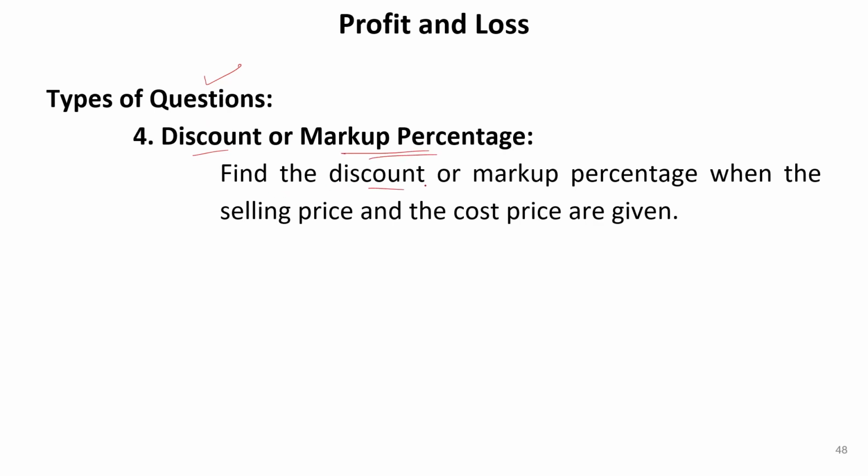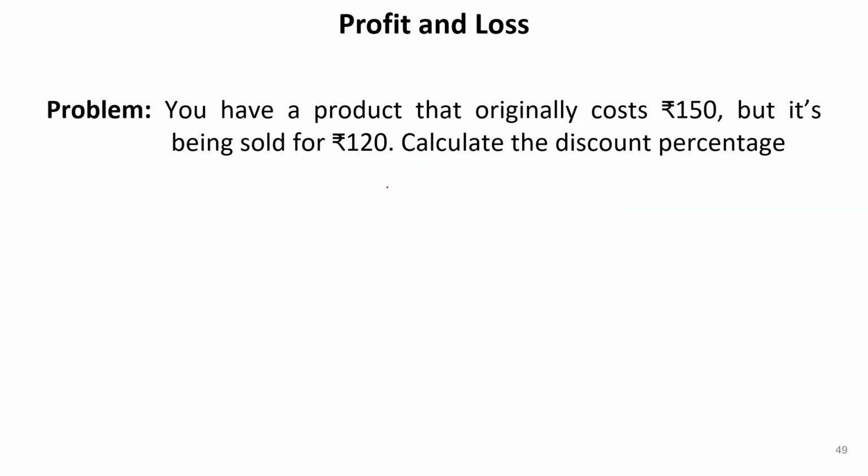Okay, so find the discount or markup percentage when the selling price and the cost price are given. Let's say you have a product that originally costs 150 rupees, but it's being sold at 120 rupees. Then calculate the discount percentage. So you have a product that costs 150 and is being sold for 120. So loss percentage is equal to, why will you say loss percentage?